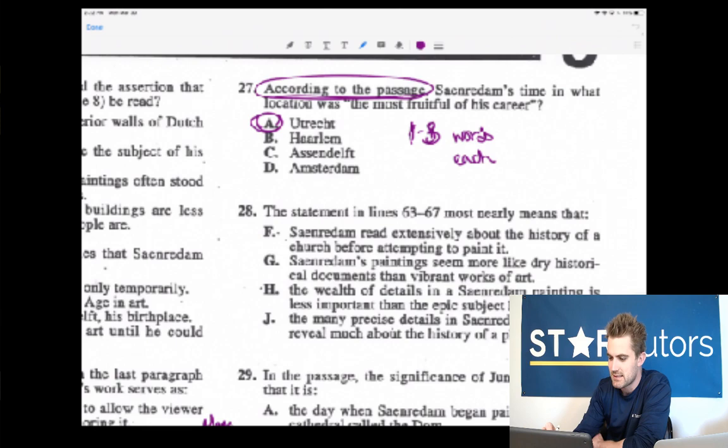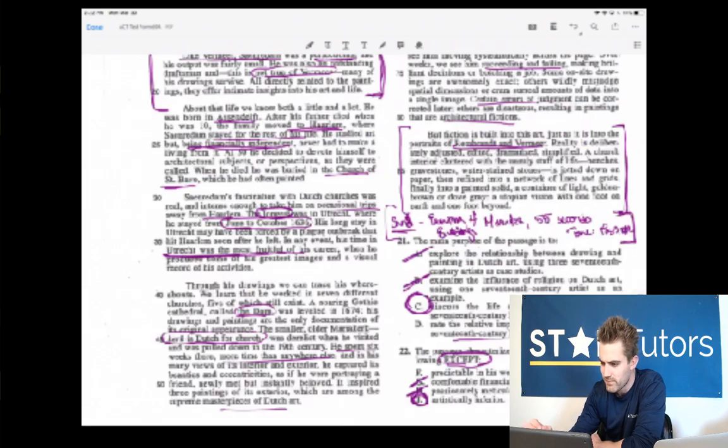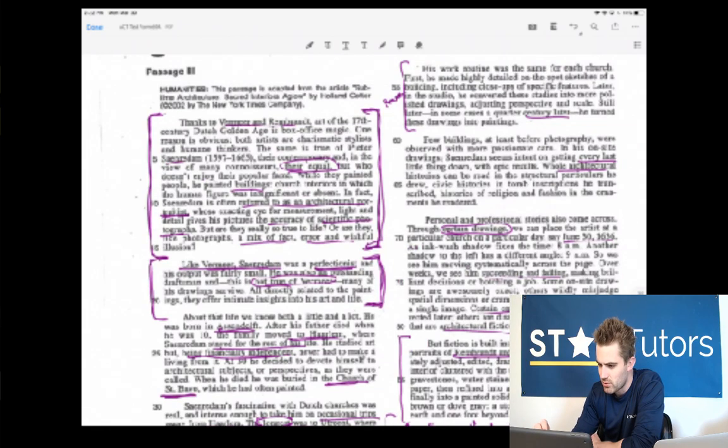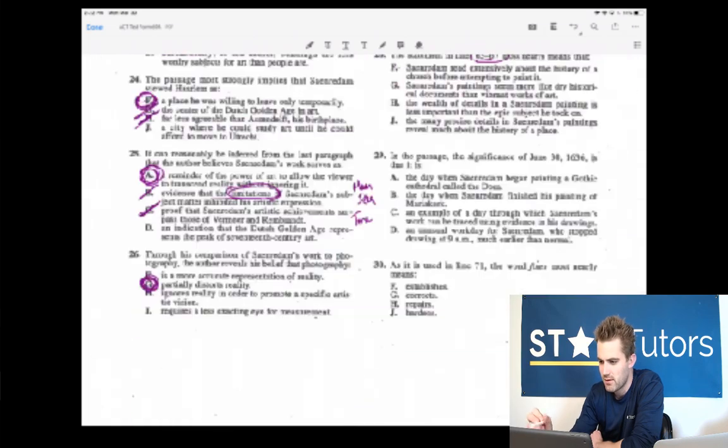The statement in lines 63 and 67 most nearly means that, so let's go back to 63 and 67. Whole architectural histories can be read in the structural particulars. He drew civic histories and tomb inscriptions. He transcribed histories of religion and fashion and the ornaments he rendered. Few buildings, at least before Fernando, were observed with such passionate care, and his drawings seem intent on getting every last little thing down with epic results. So he's paying attention to everything.